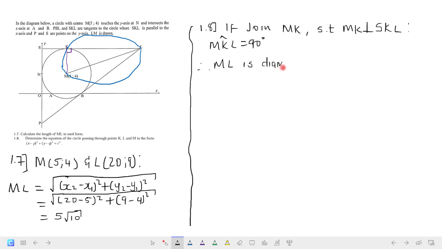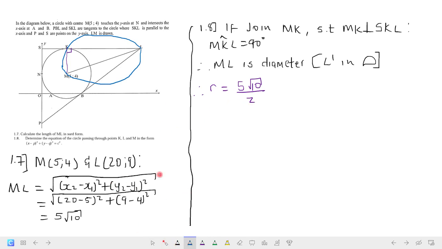So why is it a diameter? If you remember the theorem, angle in a semicircle. It means that if you have a triangle within a circle whose vertices touch the circle, and that triangle is right-angled, then its hypotenuse is going to be a diameter, right? So if ML is a diameter, then to calculate the radius, we take our diameter, which is 5 root 10, and divide that by 2.